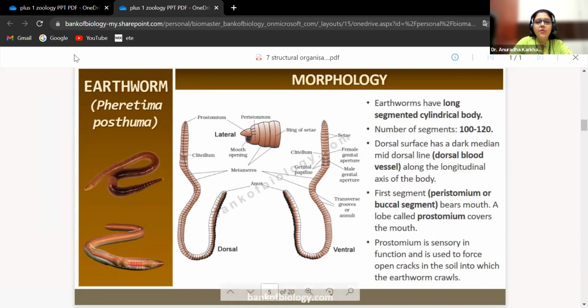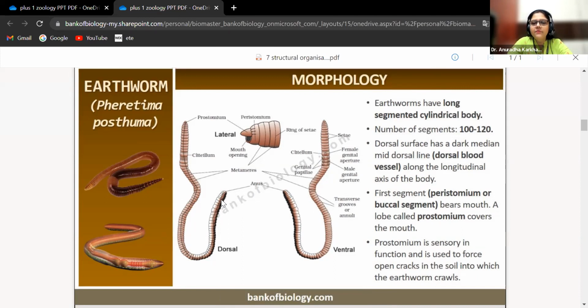Anyways, the earthworm has a long segmented cylindrical body. The number of segments is around 100 to 200. Almost 100 to 200, that many segments it has. The dorsal surface has a dark median mid-dorsal line along the longitudinal axis of the body. So here, can you see this? Look at this one. You can see a black line going right through the center. It's moving up till the end. So this is your mid-dorsal line. It is basically a blood vessel.